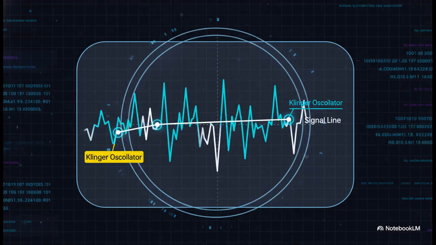Now, to make the indicator even easier to read, there's one last component, a signal line. This is just a smoothed-out version of the oscillator line itself, usually a 13-period moving average. When the main oscillator line and this signal line interact, they can create some really important cues about market momentum, and we're going to look at those right now.